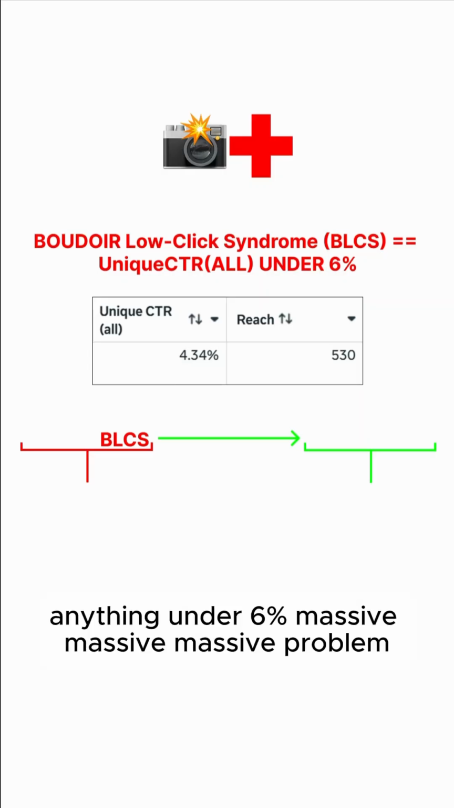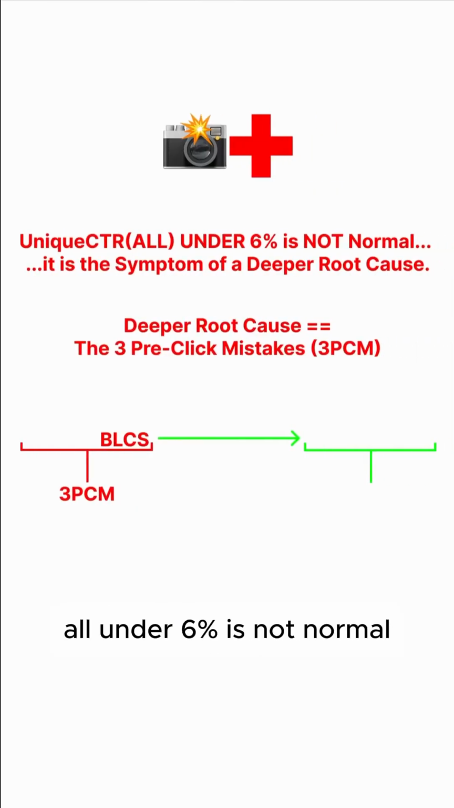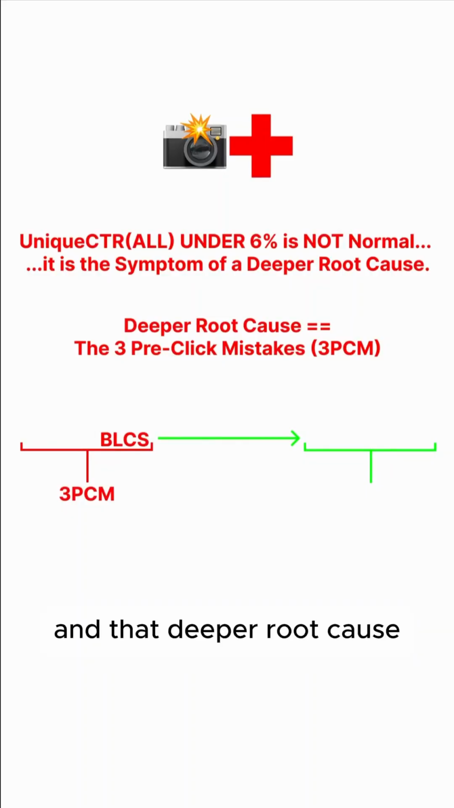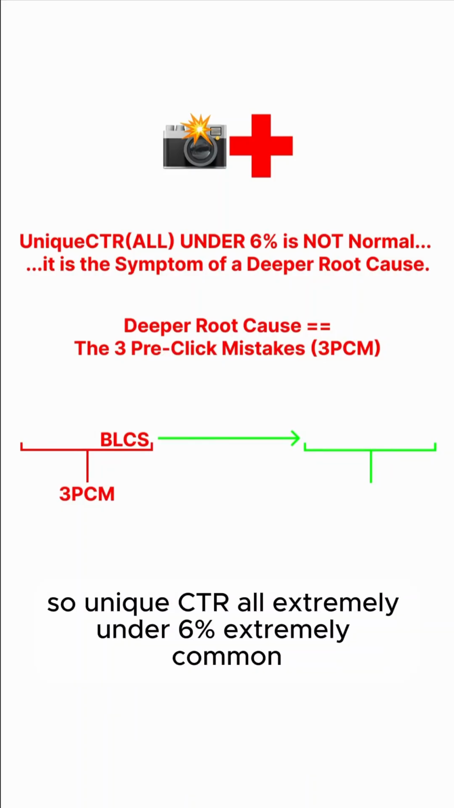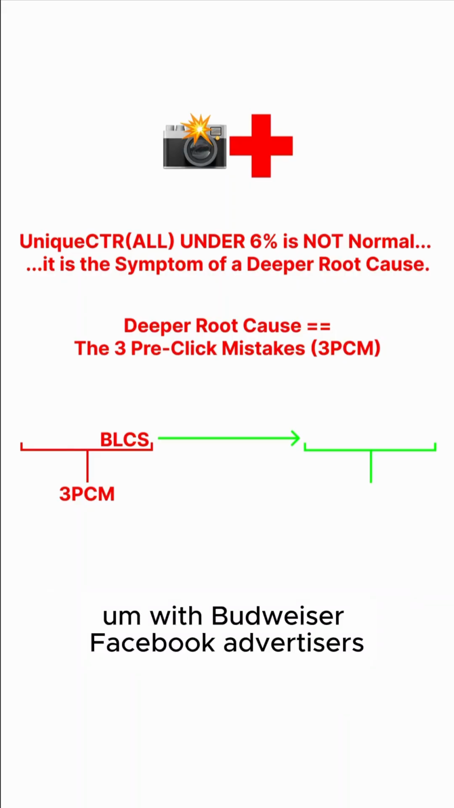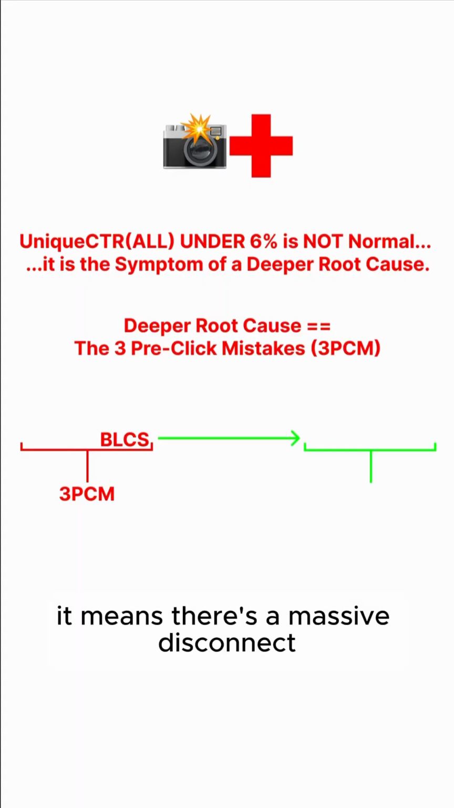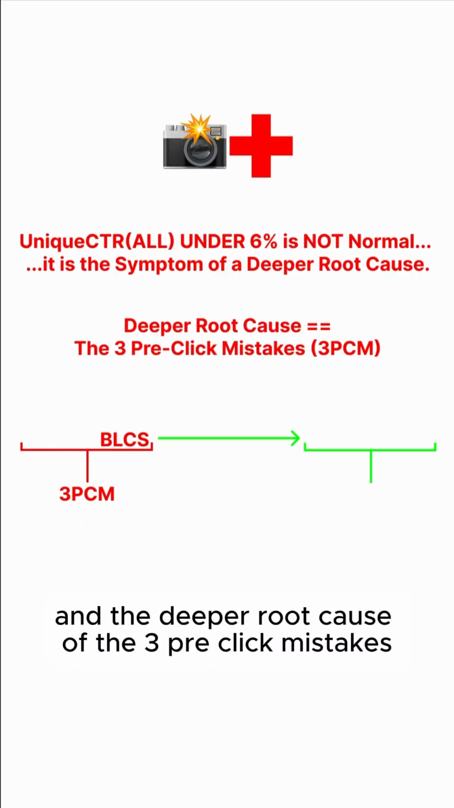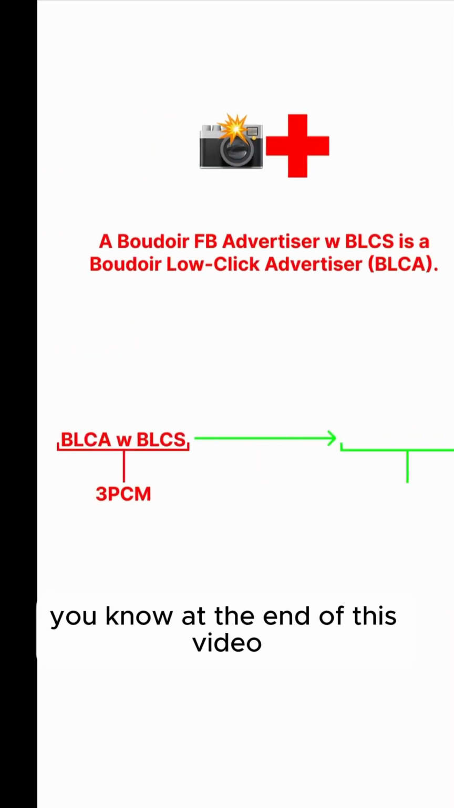Anything under 6%, massive, massive, massive problem. And that's because a unique CTR all under 6% is not normal. It is a symptom of a deeper root cause. And that deeper root cause are the 3 pre-click mistakes. So unique CTR all extremely under 6% is extremely common. It's the most common thing I see with boudoir Facebook advertisers. But it's not normal. It means there's a massive disconnect, massive problem in the ad. And the deeper root cause are the 3 pre-click mistakes, the 3 PCM. More on those at the end of this video.